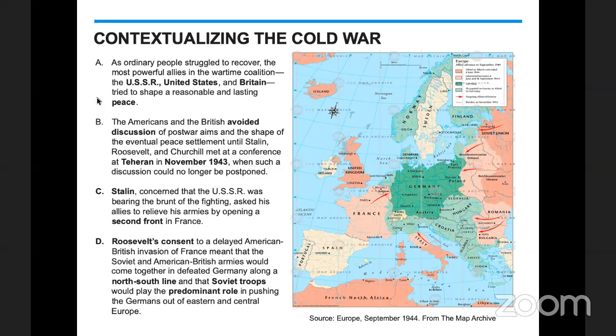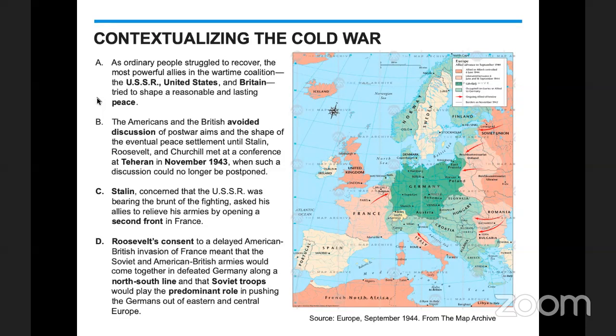So the United States, the USSR, and Britain try to get together and shape a reasonable, lasting peace. The tide of the war has turned. The war's not over, but it's turned. The Americans and the British had avoided discussion of post-war aims and the shape of the eventual peace settlement until Tehran in 1943, when they have this discussion and conclude that these ideas of what it's going to look like can no longer be postponed.